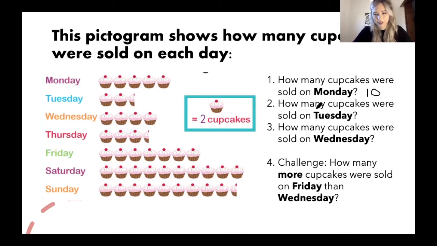The second question, how many cupcakes were sold on Tuesday? Let's count up in our 2s. 2, 4, oh, we can't count this one as 2 because this one's been cut in half, which means it's only worth 1. 2, 4 plus 1 is 5.